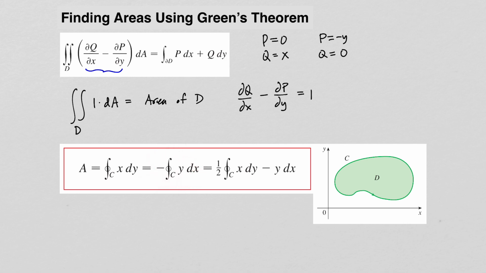And finally, what we could do, since both of these represent the areas, we could add these integrals together and then divide by 2, and that's how we get this third formula. Now, you can use any one of these formulas for computing the area, but sometimes this last formula, believe it or not, is actually the easiest one to apply.